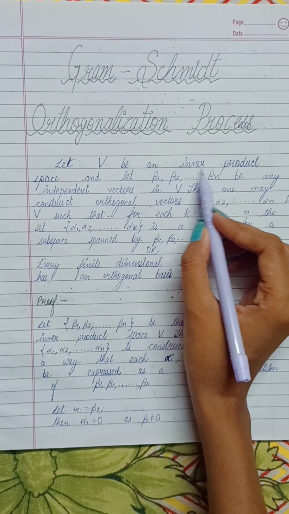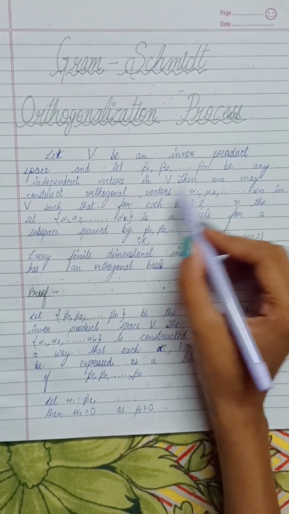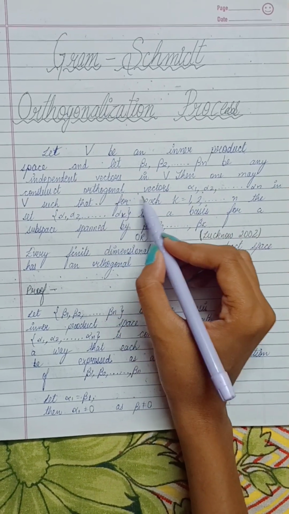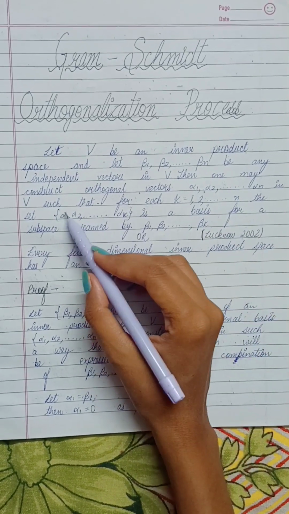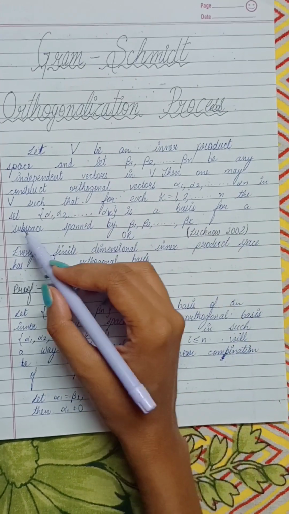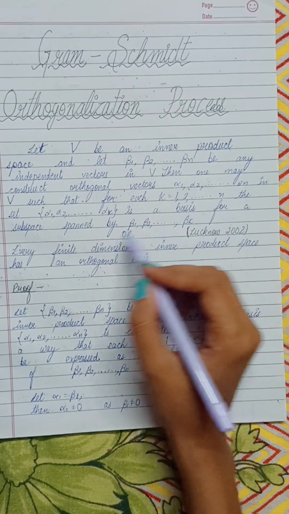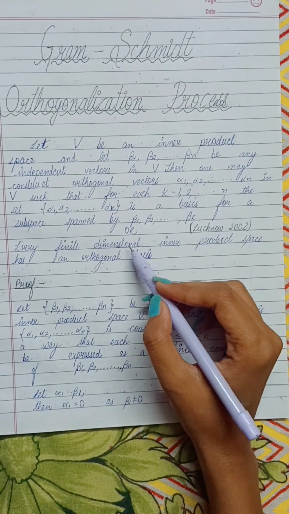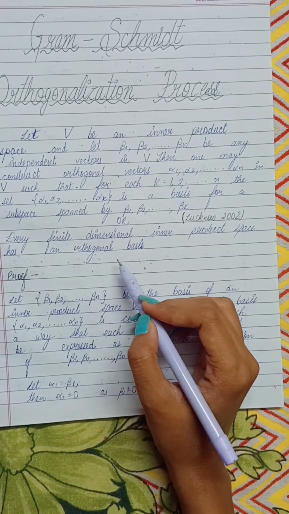Let V be an inner product space and let beta 1, beta 2 up to beta n be any independent vectors in V. Then one may construct orthogonal vectors alpha 1, alpha 2 up to alpha n in V such that for each k equals 1, 2 up to n, the set alpha 1, alpha 2 up to alpha k is a basis for the subspace spanned by beta 1, beta 2 up to beta k. Or, every finite dimensional inner product space has an orthogonal basis.